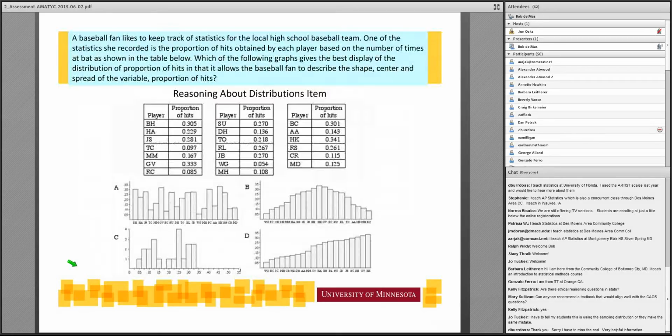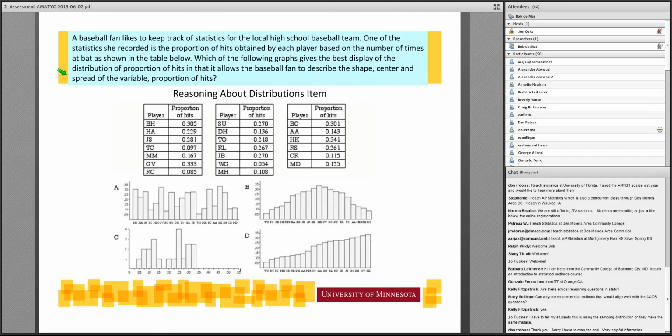Then one more item that I'm going to share. One of my favorite items from the CAOS test. Baseball context, but we've tried to word it so that even a person who isn't familiar with baseball or doesn't like baseball can understand what's going on. We talk about a proportion of hits instead of batting average and so on. And then the question is, which one of the following graphs provides the best display of the distribution of proportion of hits, given that you want to represent the shape, the center, and the spread or variability of this variable, proportion of hits.